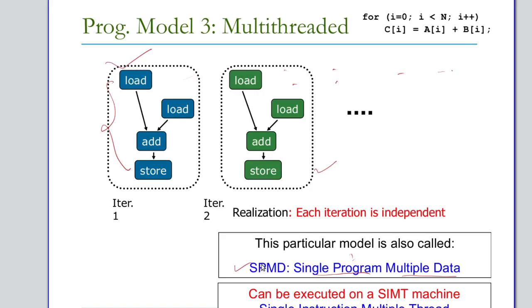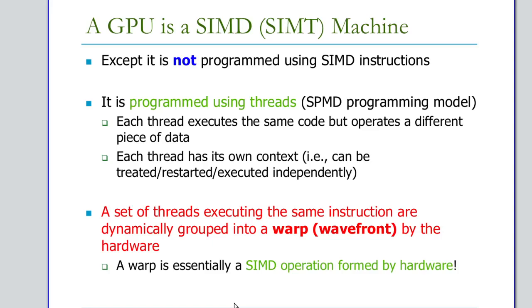Now what kind of machine will be good for this? We can call it SIMT machines. In place of SIMD, we can call it single instruction multiple thread. Such machines, where multiple threads are allowed and they all are executing the same instruction, can also be very helpful. Now let us see GPU.